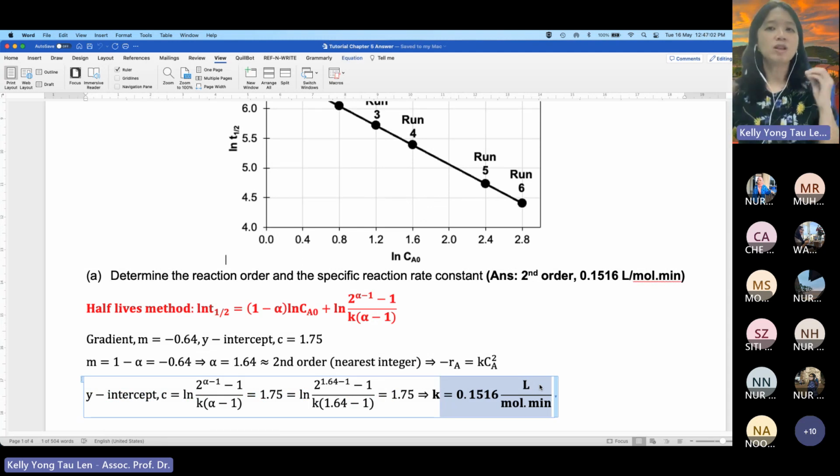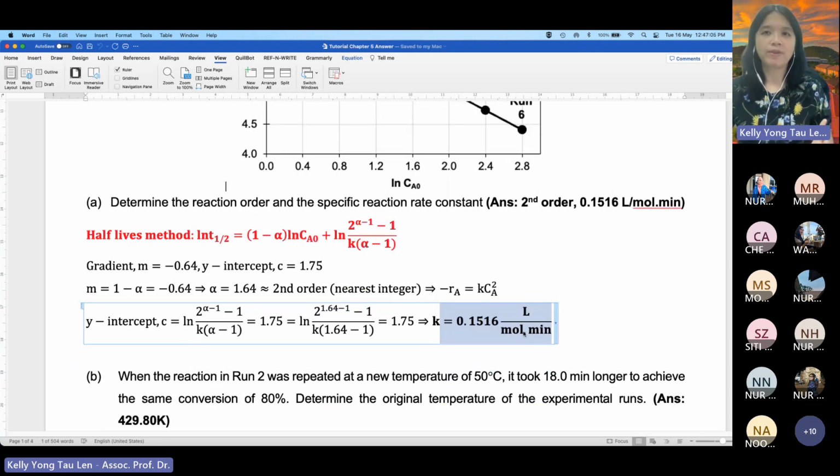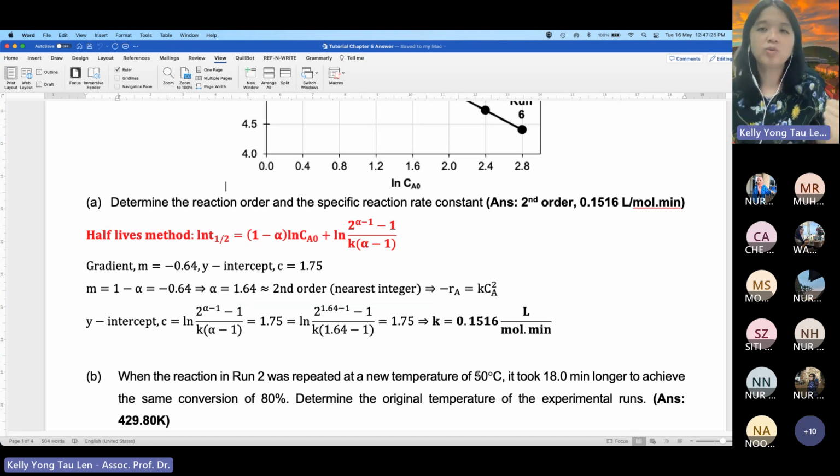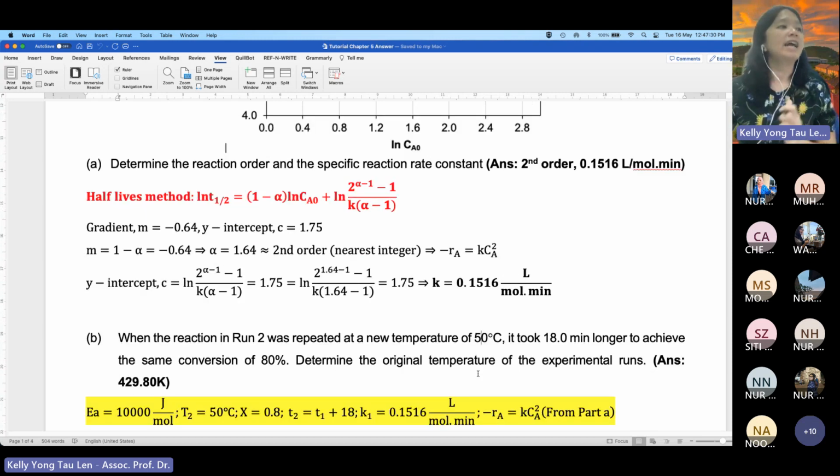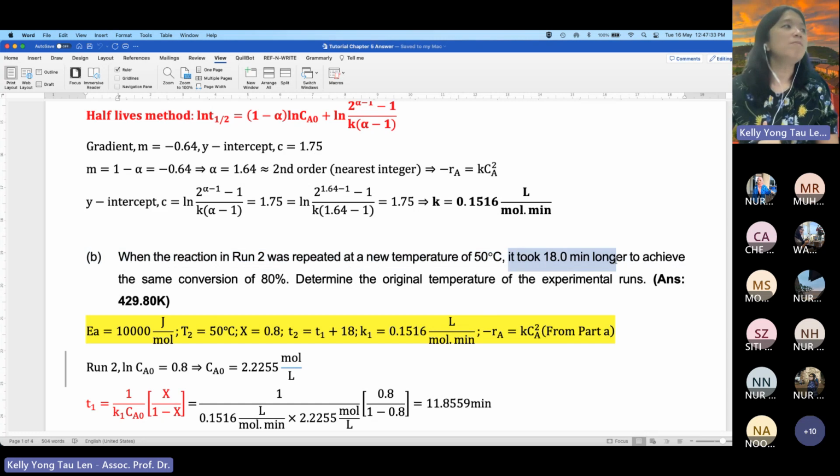Okay, so you assume now we do not know the temperature, but I know the value of K. So, or you can say, this is at K1. Kita tahu K1, kita tak tahu T1. Okay, that's the easiest way to say. I have K1, I do not know T1, and I now have T2. So, temperature yang kedua, 50 Celsius. So, this is a confusing part. Tahu nilai K1, tak tahu temperature 1. Tahu temperature 2 pula sekarang, which is 50 Celsius. And dia kata, it took 18 minute longer. Dia mengambil masa 18 minit lebih lama to achieve the same conversion of 80%.